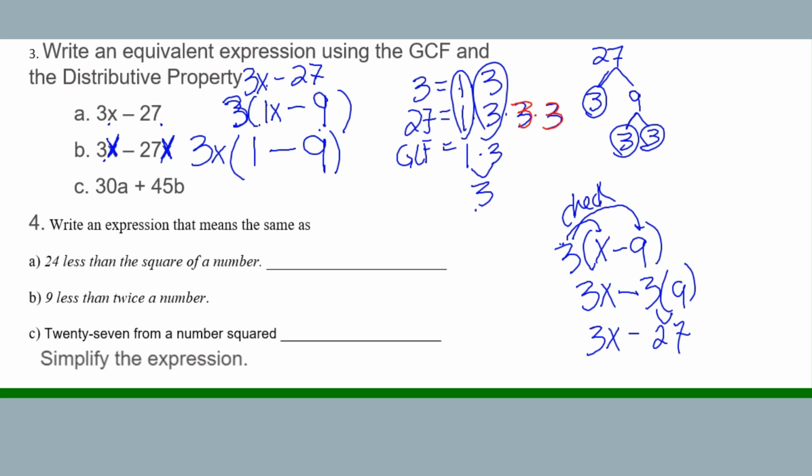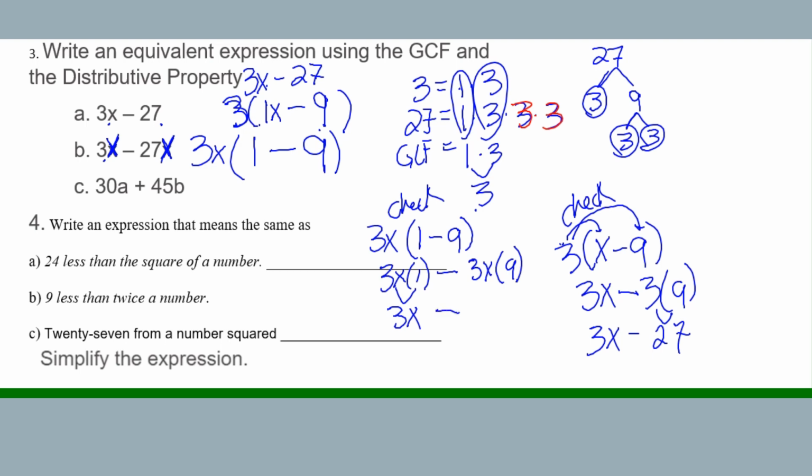And then we can check that. So 3 times x times the difference of 1 and 9. So we have 3 times x times 1, which is 3 times x. And then we have minus 3 times x times 9, which is 3 times 9. 9 groups of 3 times x is 27 times x.